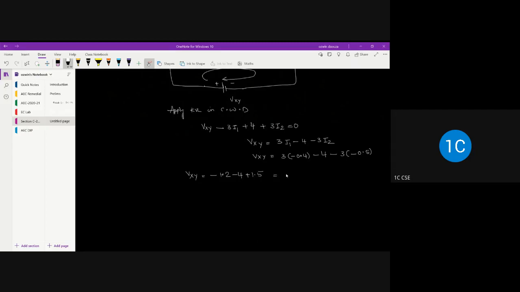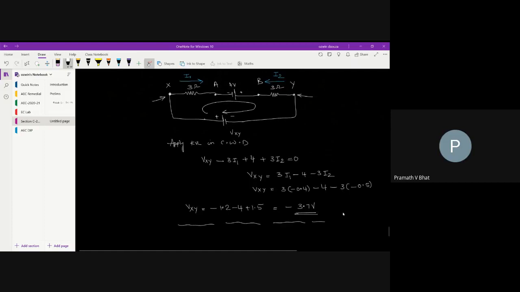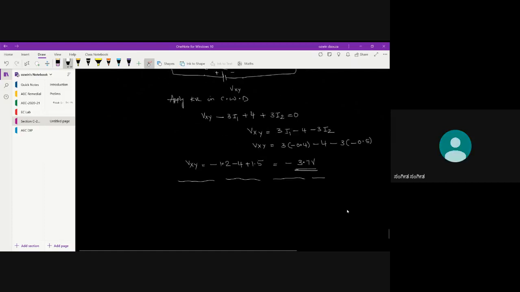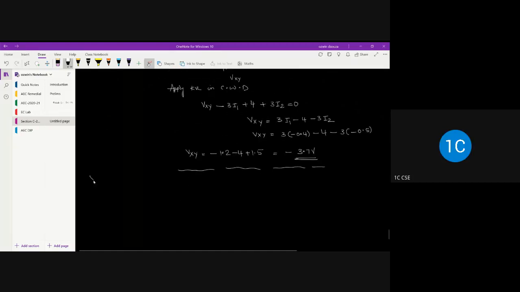And how much is it? Minus 3.7 volts. Did you get it? Yes, sir. Great. Fine. So that's how you solve. Any problems related to this particular network, if it is given, I'm very sure that you will be able to solve it. Okay, fine.